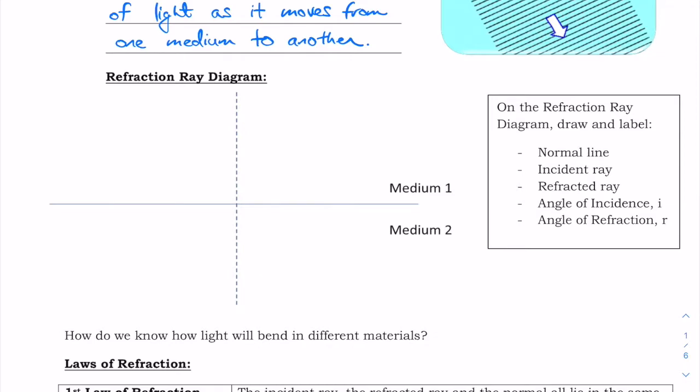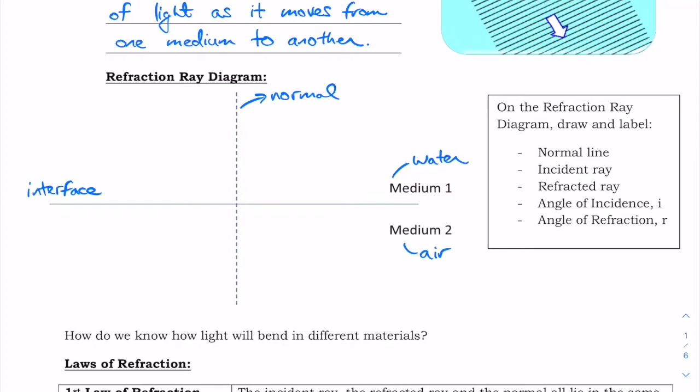Okay, so first of all, let's do a little bit of labeling. This dotted vertical line, this is our normal. Then you'll see that we have a horizontal line. This horizontal line represents the interface between two different media. So think of it like a boundary. So for example, imagine that medium 1 is water and medium 2 is air.